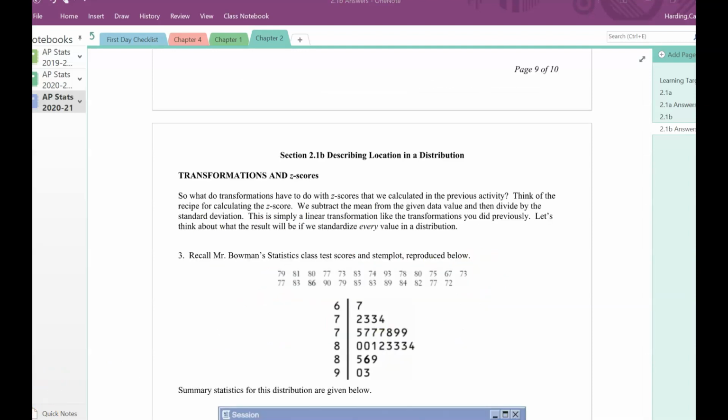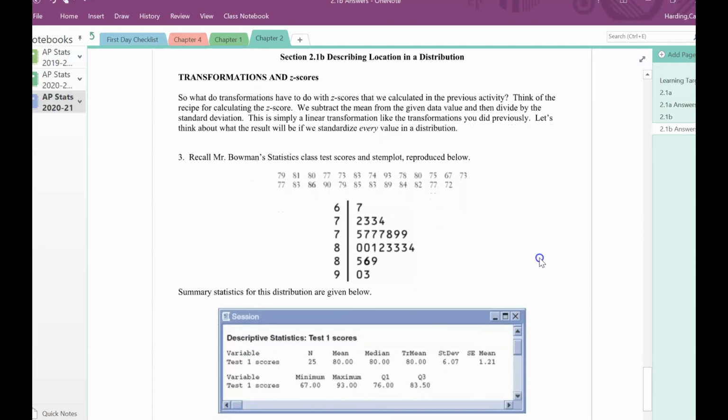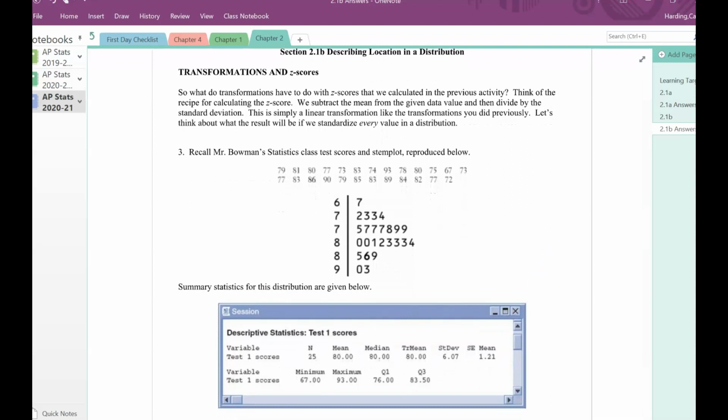Okay, let's connect this back to z-scores. Remember the test data that we were looking at for one of the classes. These were the tests in a statistics class. And then the summary statistics were given at the bottom. Mean and median were both 80. Standard deviation was 6.07. So what would happen if we standardized every single score in that list?